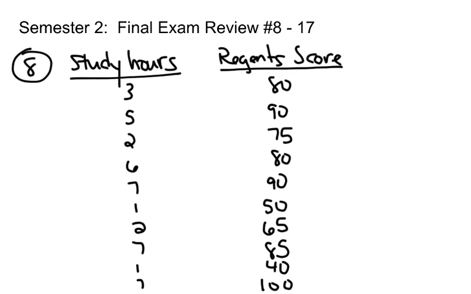This is a second semester final exam review, problems 8 to 17. Number 8 gives you a table of the number of hours studied and the score on something called a Regents test. This is a test students in New York take, in case you're wondering. And they want you to describe the correlation.